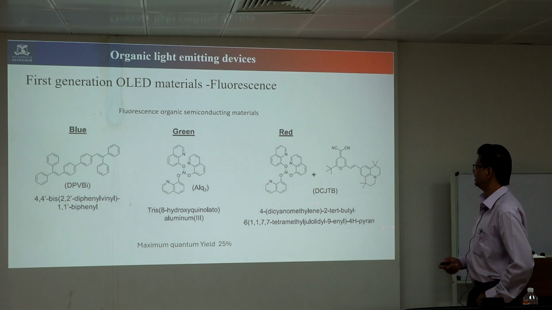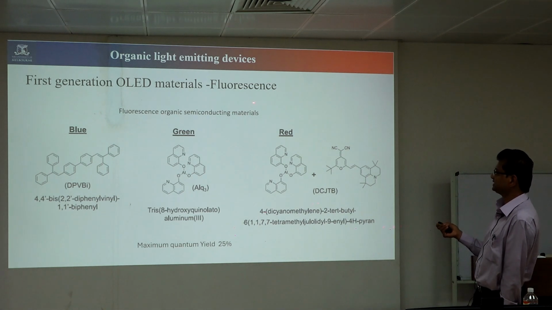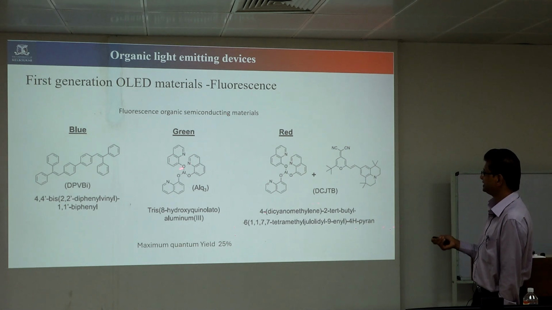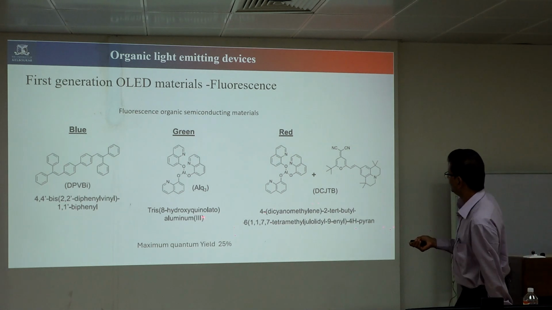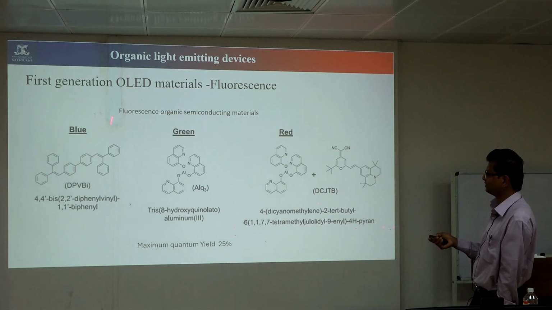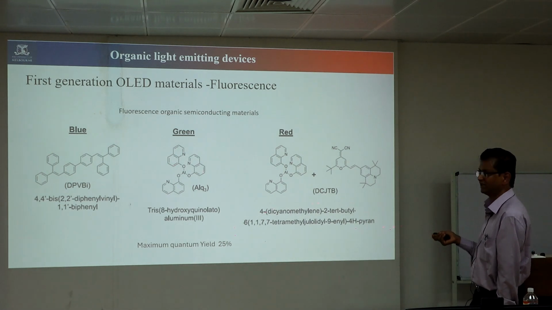Okay. Now this first generation OLED is based completely on fluorescence. Here the EQE is only 25%. These are all the materials which go for only fluorescence. These are some of the benchmark devices which have been used for fluorescent devices. This is for blue emission with a high band gap, this is for medium band gap green emission, Alq3, and DCJTB is for red emission. So all these three materials have a maximum quantum yield of only 25%.